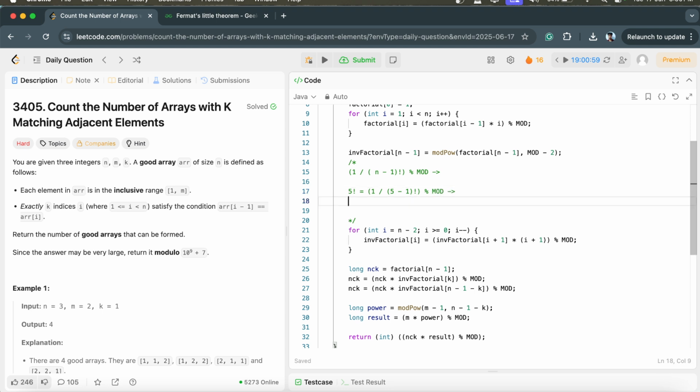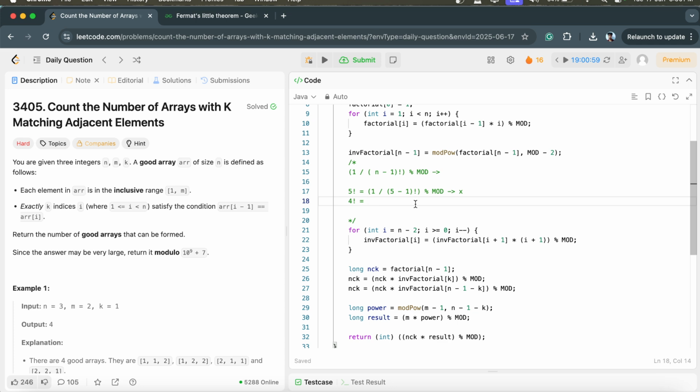Now just tell me, if I want the inverse of 4 factorial, with the help of this previous answer that I got, I can utilize it and easily get the answer. How can I get it? Let us suppose x is the answer that I got.